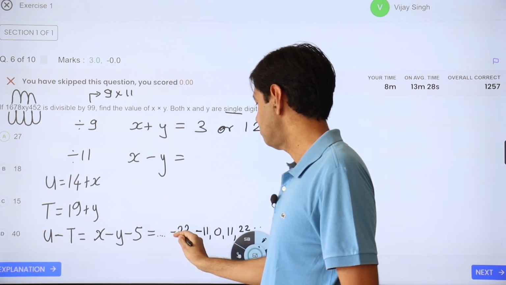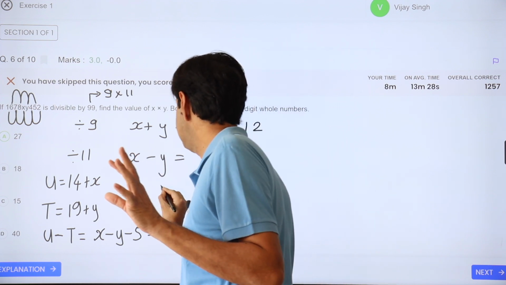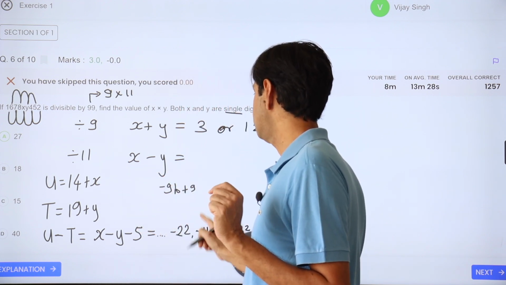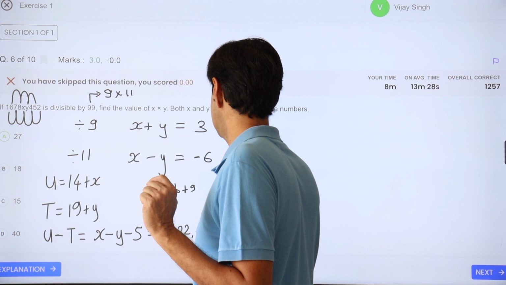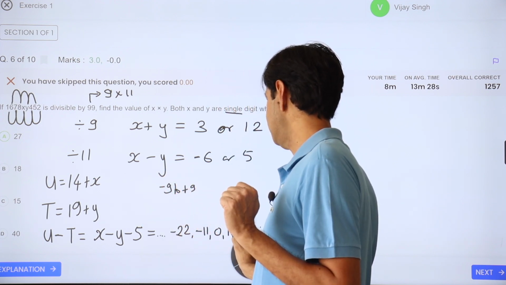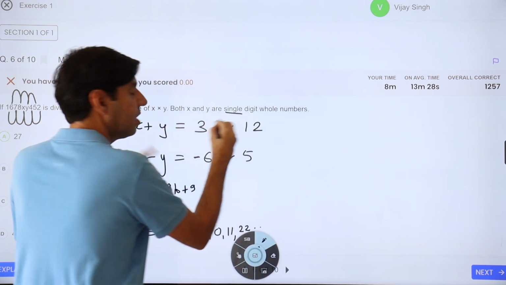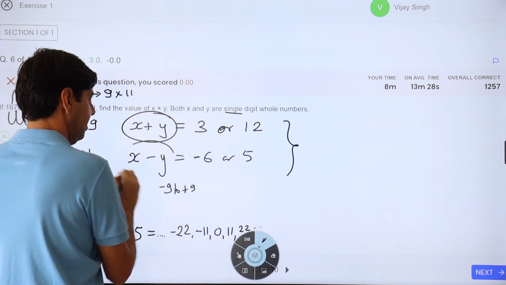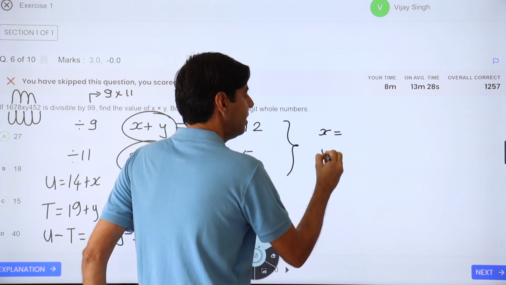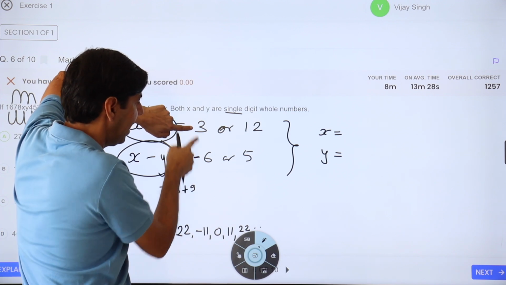So if you add a 5 to this, it becomes minus 17. It can't be. This value has to be between minus 9 to plus 9. It can't be anything else. Add a 5 to this, you get a minus 6. So yes, it could be a minus 6. Add a 5 here, it could be a 5. Add a 5 here, this could become a 16. The difference can't be 16. So again you get two values. Now if you know the sum and the difference, you should be able to find your X and Y very fast. Add them, divide by 2. So when I add them, I get minus 3.